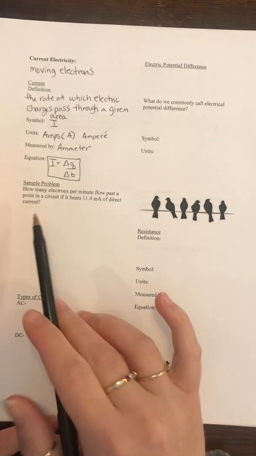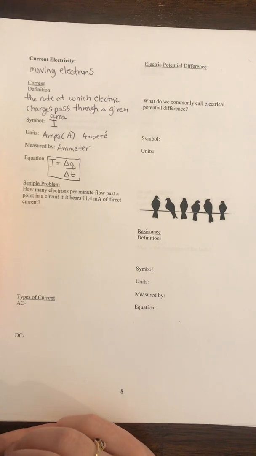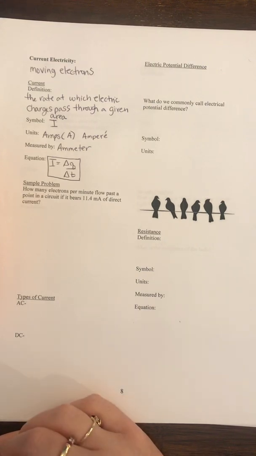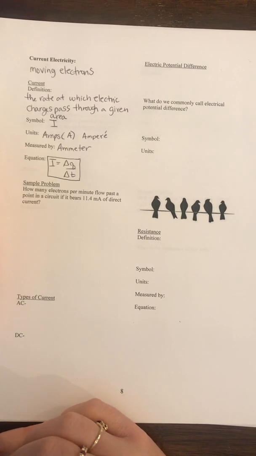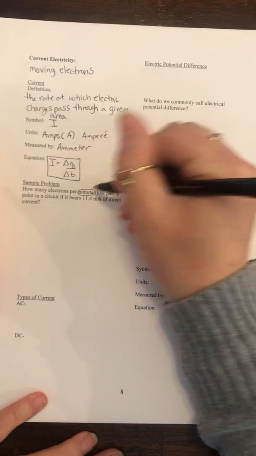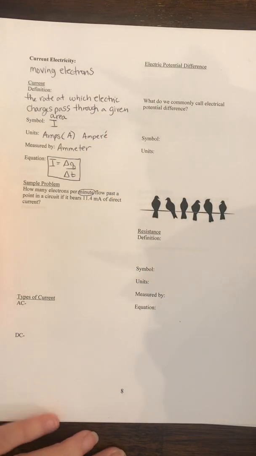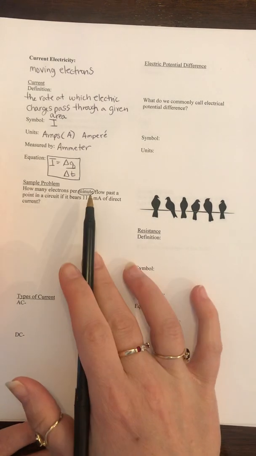Here's a quick sample problem. This one says, how many electrons per minute flow past a point in a circuit if it bears 11.4 milliamps of direct current? Now I've got some tricky things in there. Let's see if you caught any of them. There's two sort of problems that I've given you so far. Hopefully the first one you noticed was I gave to you by minute, and you know that we never do anything in terms of minutes, that we're totally going to want to use that in terms of seconds.